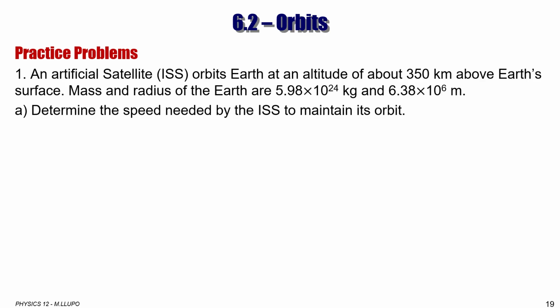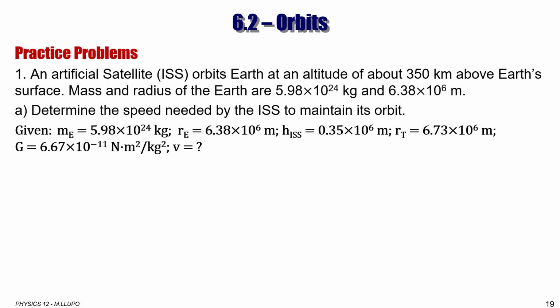Let's do some practice problem. An artificial satellite, International Space Station in this case, orbits the Earth at an altitude of about 350 kilometers above Earth's surface. Mass and radius of the Earth are respectively 5.98 times 10 to the power of 24 kilogram and 6.38 times 10 to the power of 6 meter. Determine the speed needed by the International Space Station to maintain its orbit.